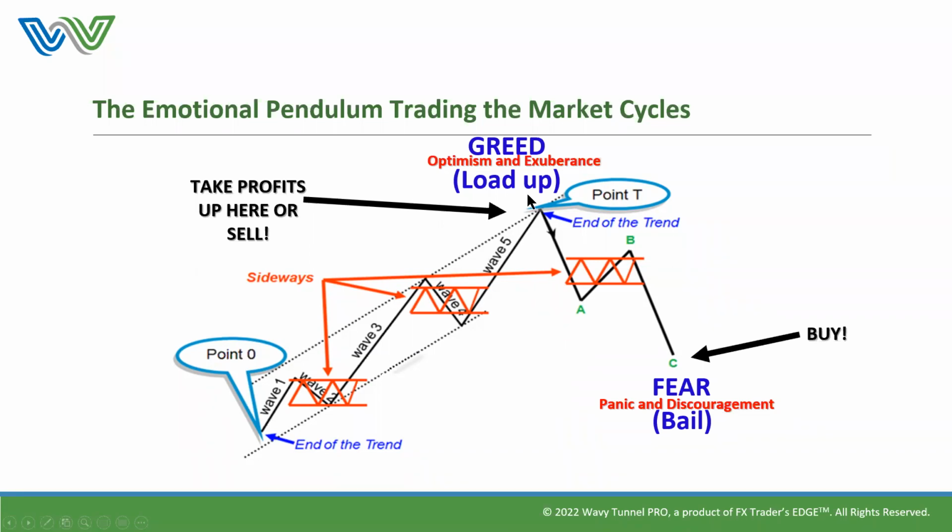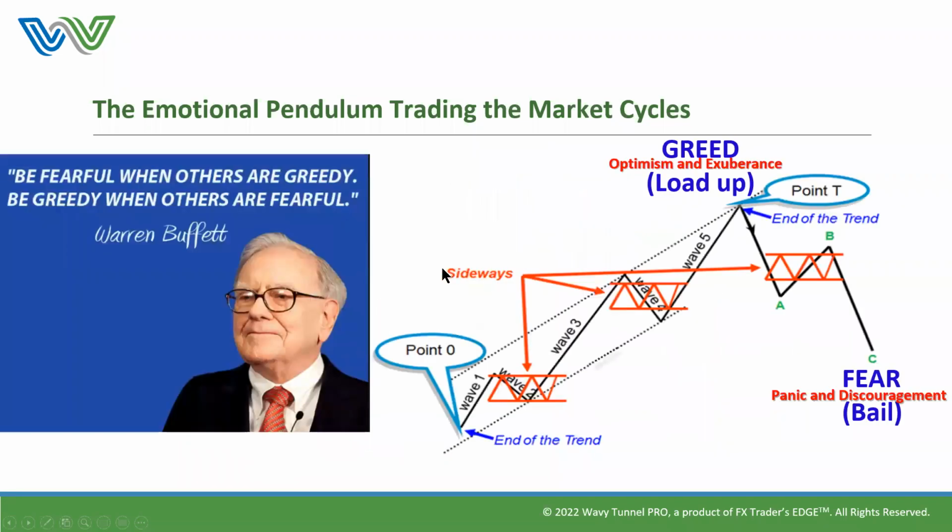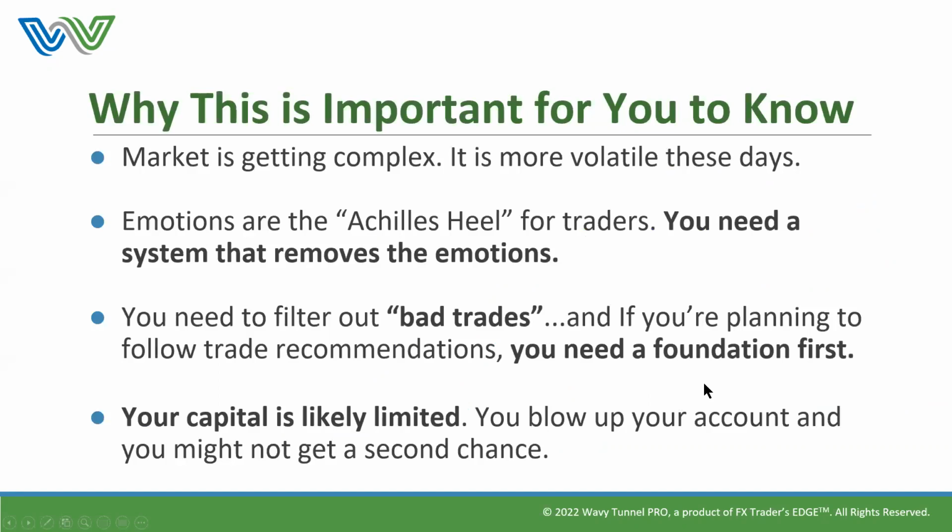So we already said that we want to take profits up here and we want to buy down here. Now, Warren Buffett is a contrarian, and he says, be fearful when others are greedy, be greedy when others are fearful. And that's exactly what we are attempting to do in our system, to be greedy when others are fearful down here. So this is important for you to know because the market is really complex.